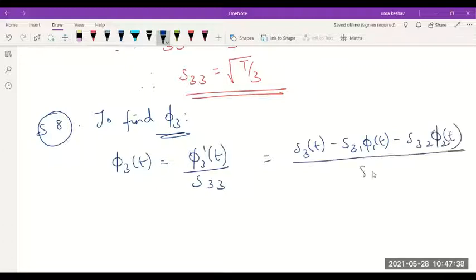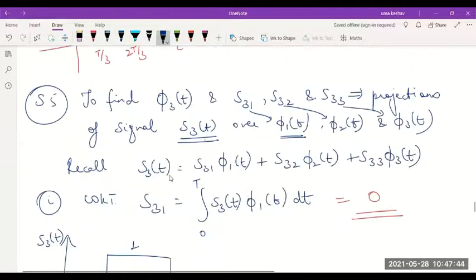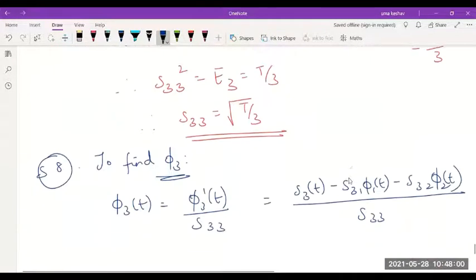So this divided by, recall from this equation we had written. How do I define the value phi 3 here? I'll take these two terms to the left hand side, S3 minus S31 phi 1 minus S32 phi 2, and divide it with the coefficient S33. Then I'll get phi 3. That's all I'm trying to do here, the same thing.